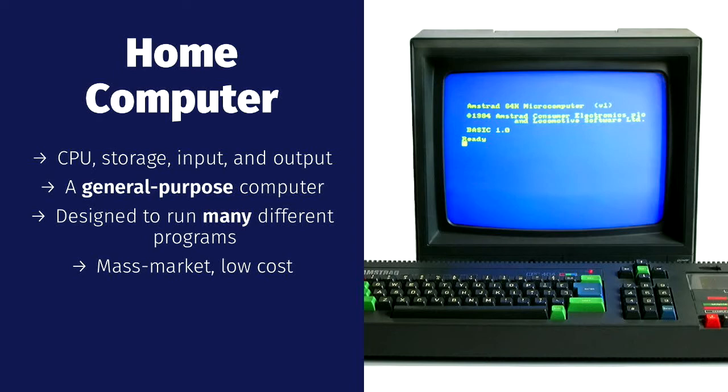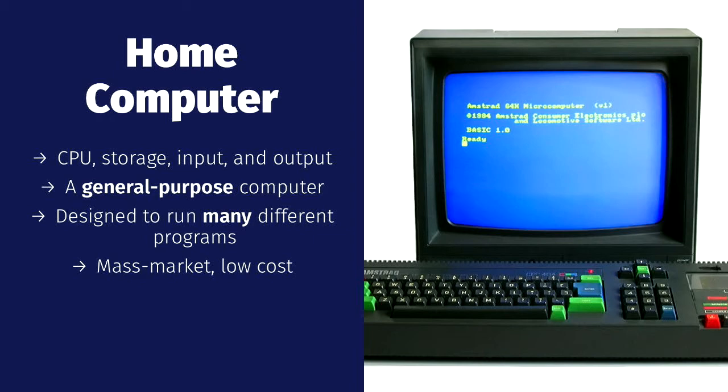As with modern computers, home computers of the 1980s had a CPU, storage, so maybe a floppy drive. Some of them had cassette tape drives, maybe a hard drive. Input, so a keyboard, maybe a mouse. And output, so a television screen or CRT, sound, and maybe some other peripherals.